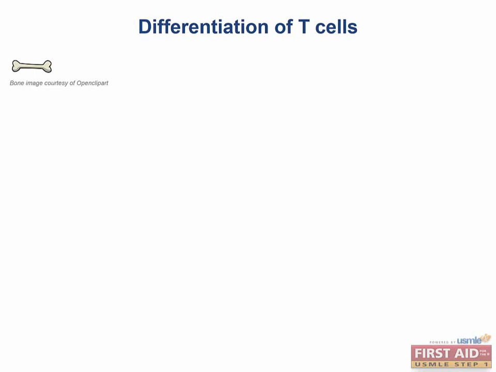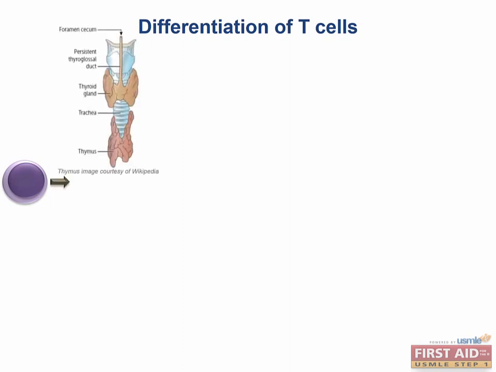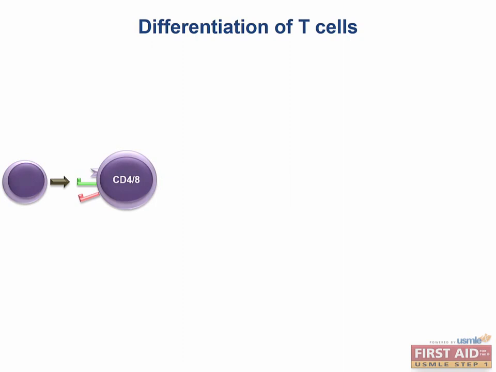T cells are born in the bone marrow, like other blood cells. They then migrate to a certain organ. Do you know the name of that organ? I'll give you a hint. It starts with a T. That's right, the thymus. Once in the thymus, these progenitor T cells undergo positive and negative selection.